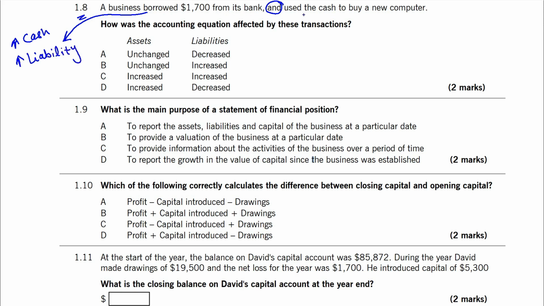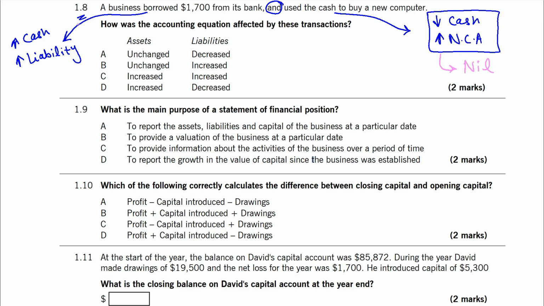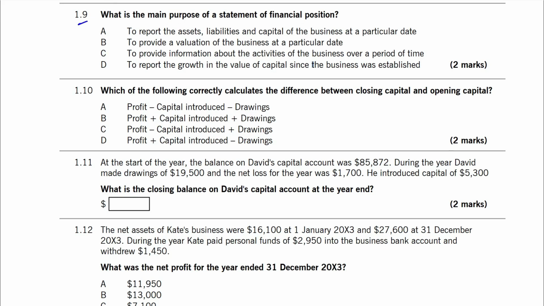On the other hand, if we talk about the second transaction, then here you are purchasing something for cash. So that means our cash is reducing by some amount, but on the other hand, our non-current asset is increasing with the same amount. That means in this case, there will be nil effect on our total assets. Okay, but if we combine the effect of both of these transactions, then our liabilities and our assets both are increased.